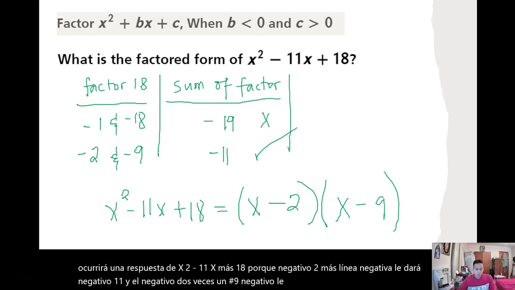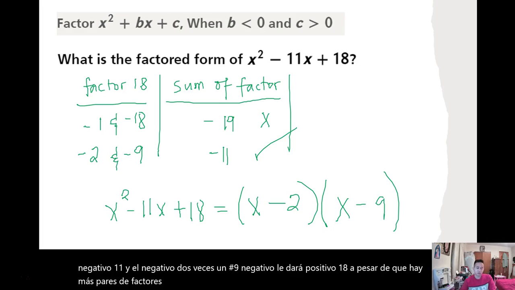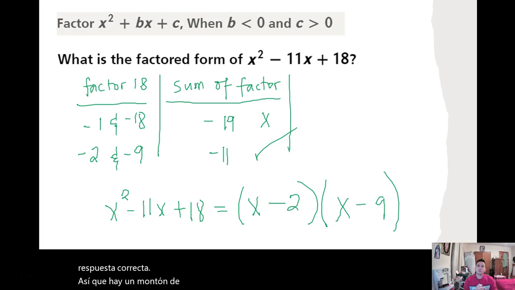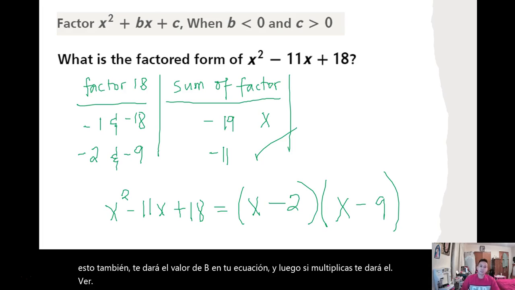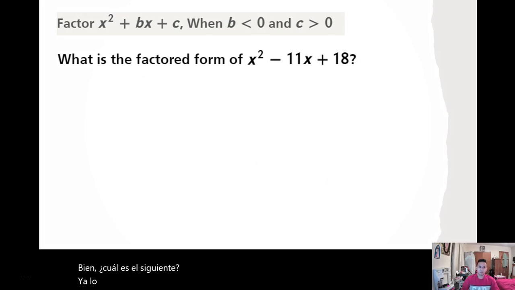Even though there are more factor pairs of 18, there is no need to continue once you have found the correct answer. There's only one pair that, when you add them, gives you the value of b in your equation, and when you multiply, gives you c. Okay. Next is, what if c is less than 0?